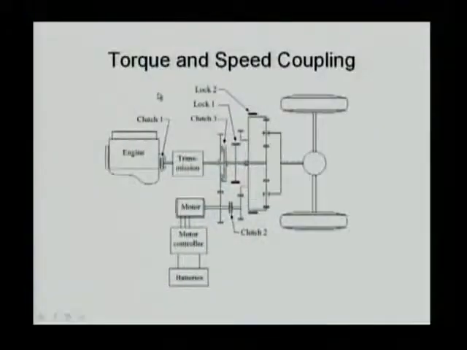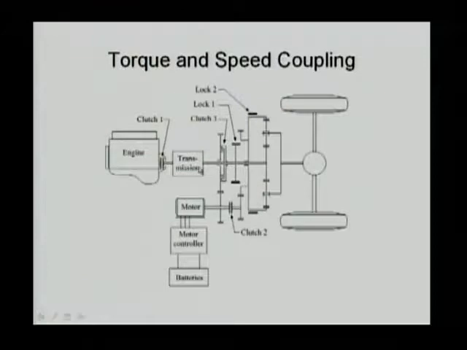So designing a system using just torque coupling or just speed coupling may not be the best way to satisfy all kinds of driving demand. Therefore, we have another mechanism which includes both torque coupling and speed coupling, where torque coupling can be used for low-speed vehicle operation and speed coupling for high-speed vehicle operation. If we look at the chart shown here, we have both torque and speed coupling.